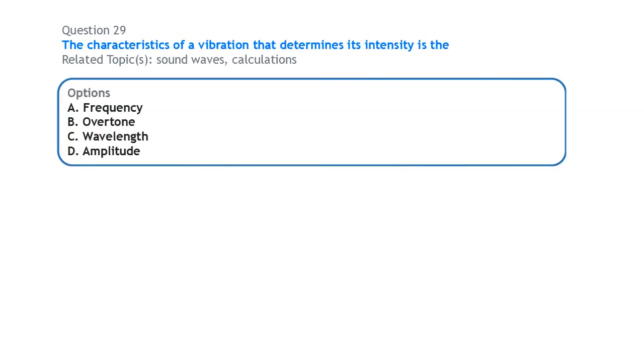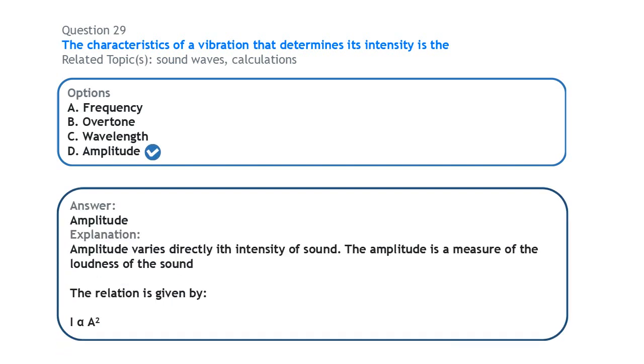Next question: the characteristic of a vibration that determines its intensity is the amplitude. The intensity of sound varies directly as the square of the amplitude of the sound. So amplitude will determine the intensity.